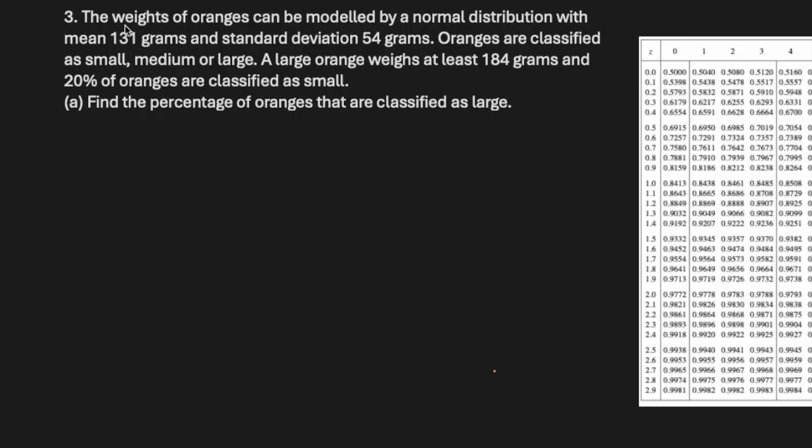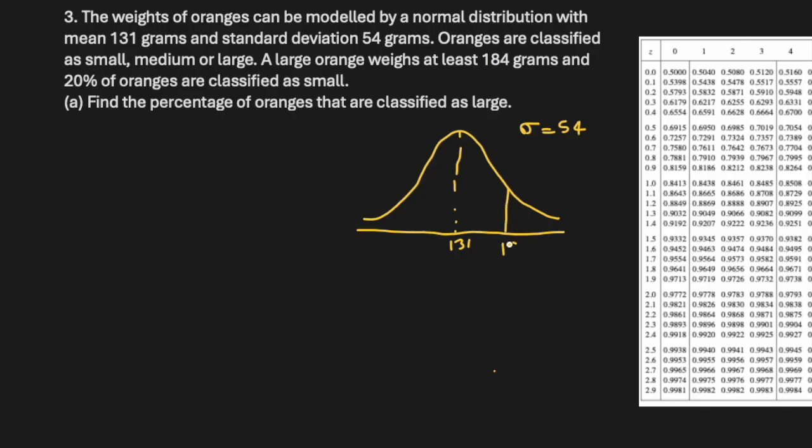Question 3. The weights of oranges can be modeled by a normal distribution with mean 131. So if we draw a normal distribution like this, the mean of this is always at the middle and it is 131 grams, and standard deviation 54 grams. Oranges are classified as small, medium and large. A large orange weighs at least 184. So let's say this is 184. So this area above 184, including 184, is large.